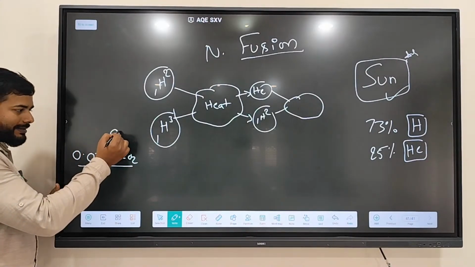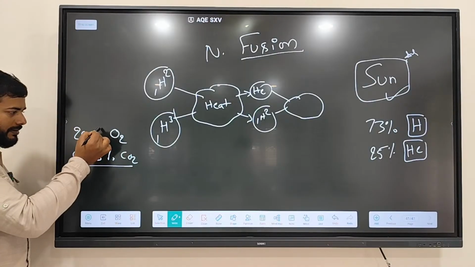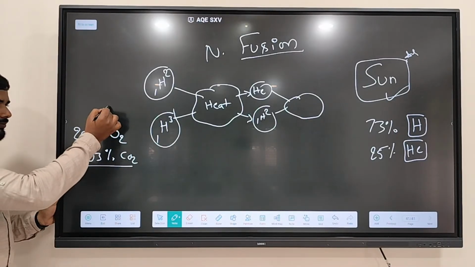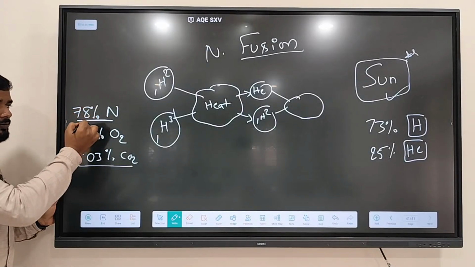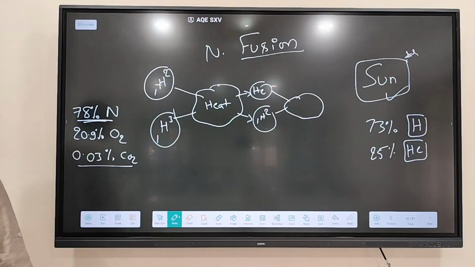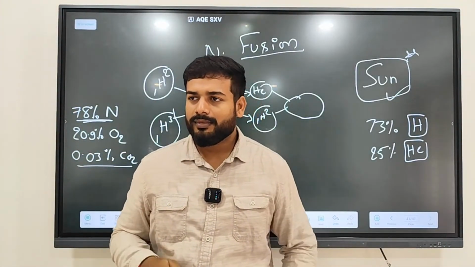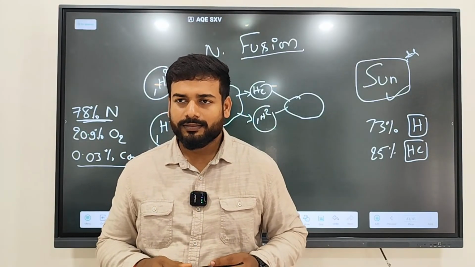The amount of oxygen present around us is 20.9%. Then the major amount of gas around us is nitrogen. 78% nitrogen is there around us. Nitrogen is a non-reactive gas. Colorless, odorless, non-reactive. Nitrogen.